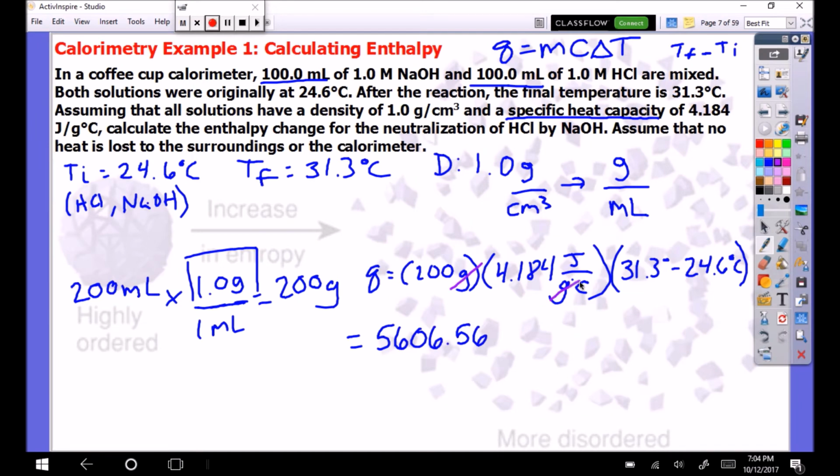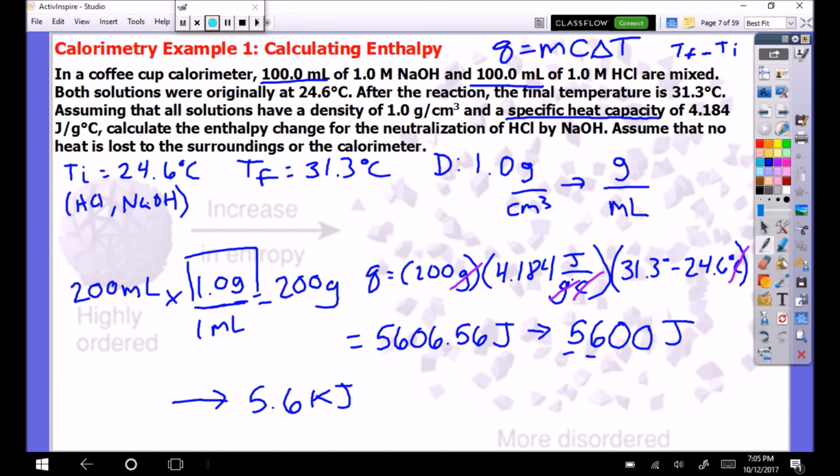Grams cancels, Celsius is gone, and we are left in joules. So this is 5606 joules, but we got to pay attention to the sig figs. We said 5,600 joules, 2 sig figs, right? Now, 2 things we have to consider. One, we typically report delta H in kilojoules, and this is Q. We know Q and delta H are equal at constant pressure, so it's good habit to put this in kilojoules. So we've got kilojoules here.